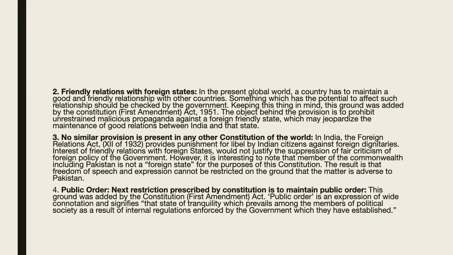Now, public order. So the next restriction prescribed by the constitution is for the maintenance of public order, and this ground was added by the constitution in the First Amendment. So here public order is an expression of wide connotation, and it signifies the state of tranquility which prevails among the members of political society as a result of internal regulation enforced by the government which they have established.